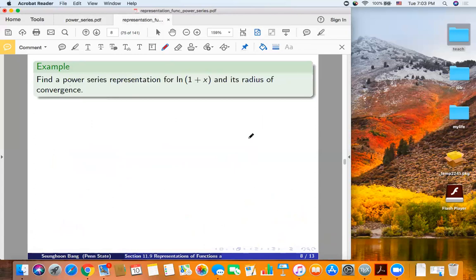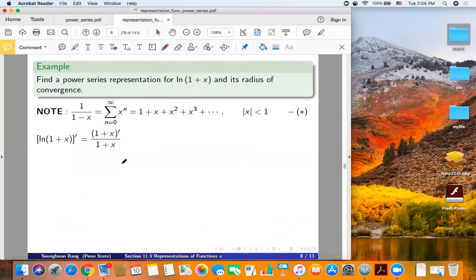Second one: find a power series representation for ln of (1 plus x) and its radius of convergence. How can you find it? This is the idea. Use the geometric series. First, you can change this to the 1 over 1 minus x form. How can you do that? Take the derivative. The derivative of ln(1 plus x) is (1 plus x) prime over 1 plus x, and (1 plus x) prime is just 1, so it's 1 over 1 plus x.